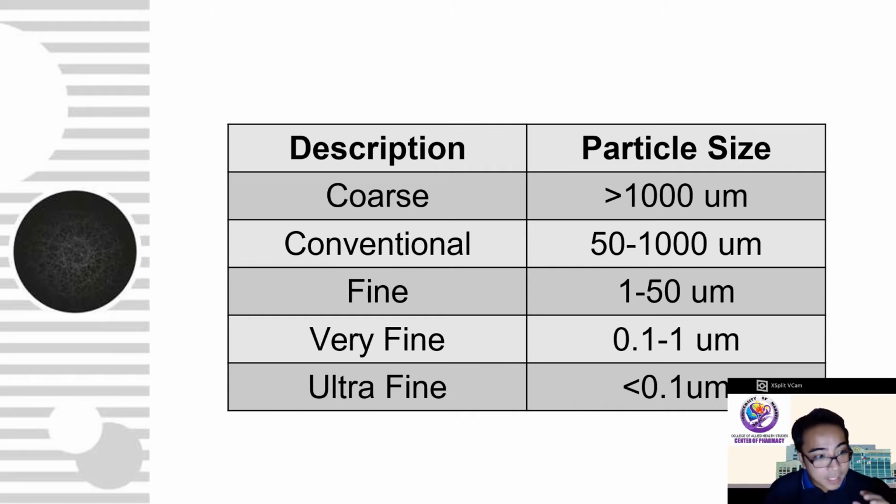Now, here are some of the description class of how we describe a particle, based on its size, right? So we say class that a particle is coarse if its particle size is greater than 1,000 micrometers. Conventional, kung between 50 to 1,000 micrometer, and so on and so forth. So ultrafine class is said to have a particle size of less than 0.1 micrometer.